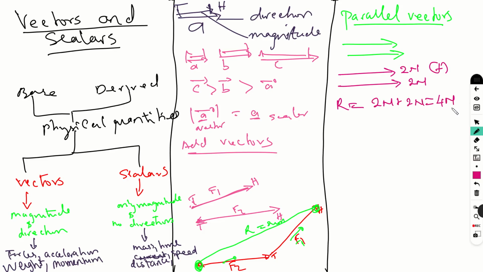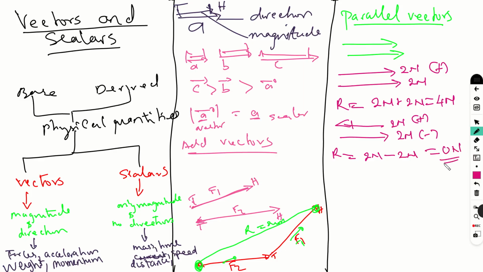Now, if they are moving in opposite directions, like this one is moving this way and this one is moving that way, this is 2 newtons and this is 2 newtons. So what do you need to do? You have to choose a sign. Let's say this one is positive and this one is negative. It depends on you. You can choose the first one to be negative and the second positive. So my resultant vector: this one is positive, 2 newtons. The next one is negative, so you put minus 2 newtons. So you see your answer gives you 0 newtons.